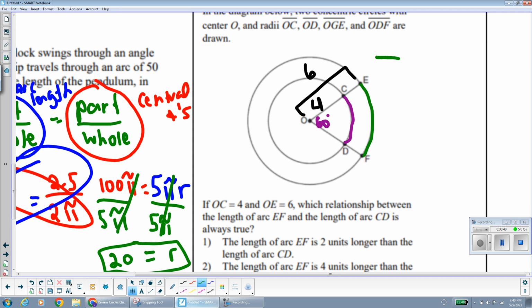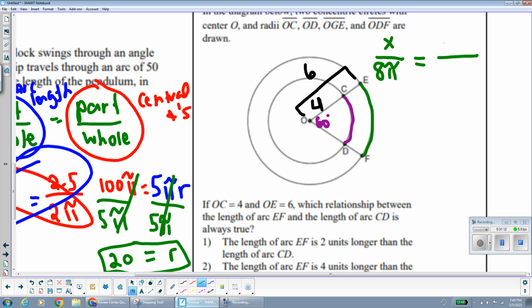So I'm going to use my proportion. The arc length of, I guess I'll start with EF because I'm using green. I don't know what the arc length of EF is. That's what I'm trying to find. Over the circumference of the circle, because the whole way around the circle, the whole arc length would be the circumference. So that's 2 pi r. The radius is 4. So that's 4 times 2 is 8 pi.